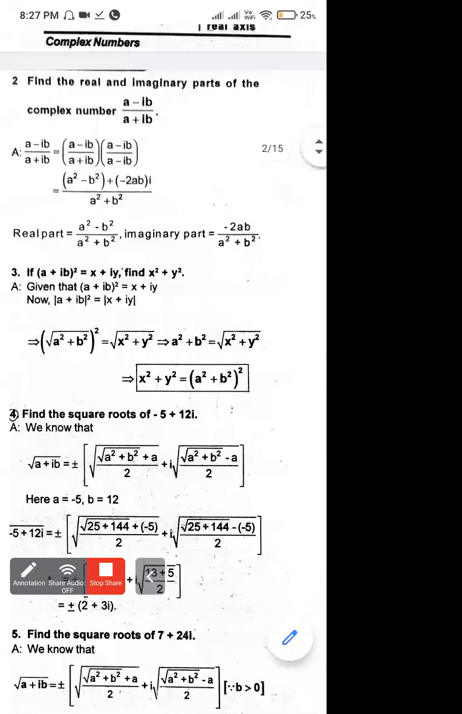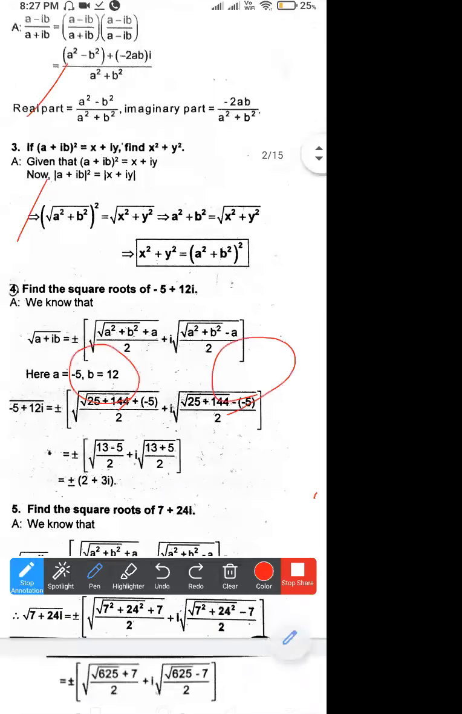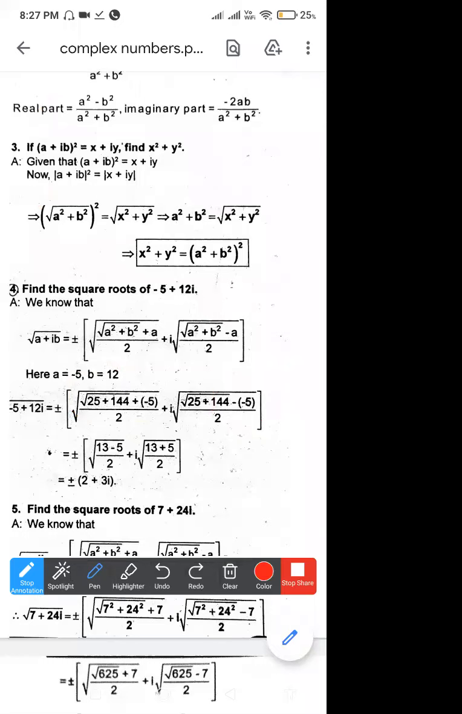The next question is, if a plus ib whole square is equal to x plus iy, then find the value of x square plus y square. Given to us. Now, first of all, what are we doing? We are applying the modulus, and after doing this, we are squaring on both sides.